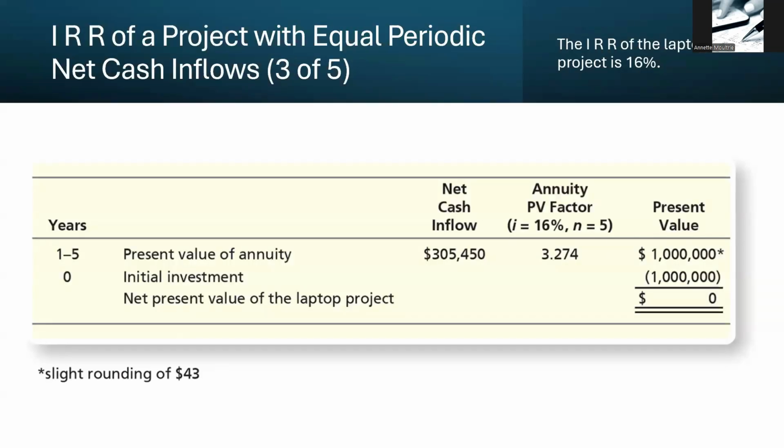Now, Smart Touch Learning expects the project to earn an internal rate of return of 16% over its life. So we can confirm this result by using a 16% discount rate to calculate the project's NPV and prove the amount is zero. In other words, 16% is the discount rate that makes the investment cost equal to the present value of the investment's net cash inflows.